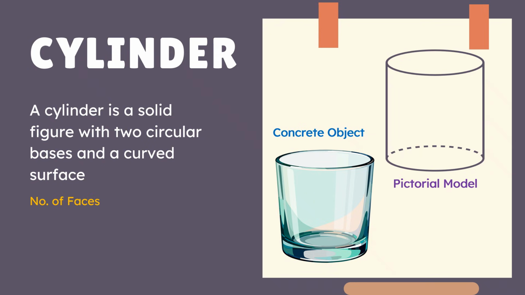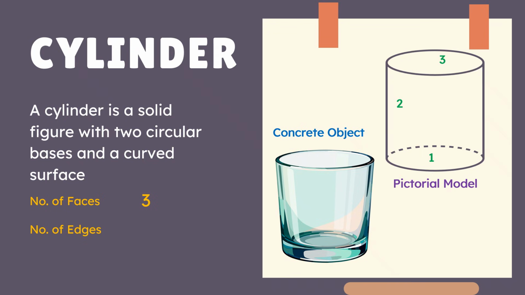Then let's find out how many faces a cylinder has. What do you think the answer is? Okay, let's find out. So we have 1, 2, 3. So a cylinder has 3 faces. 2 flat faces, the circular bases, and 1 curved face, the lateral surface.